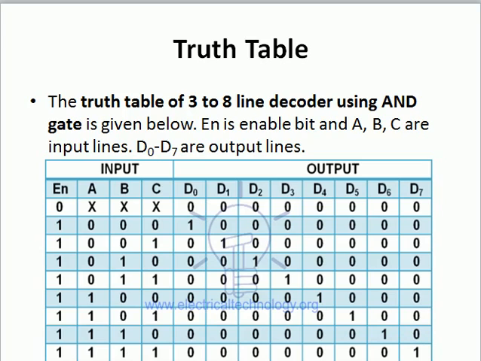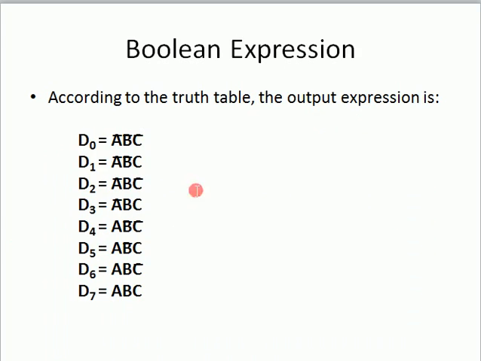So by using this truth table we will get the Boolean expressions as: D0 is equal to A complement B complement C complement, D1 is A complement B complement C, D2 is A complement B C complement, D3 is equal to A complement B C, D4 is equal to A B complement C complement, D5 is equal to A B complement C, D6 is equal to A B C complement and D7 is equal to A B C.